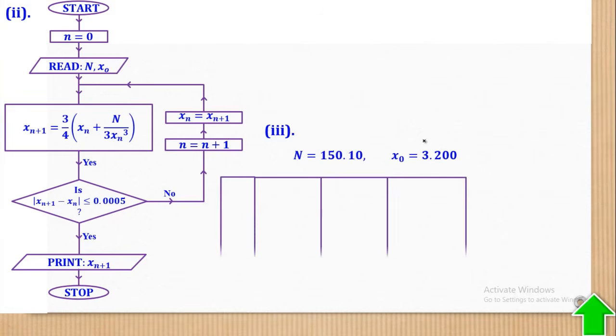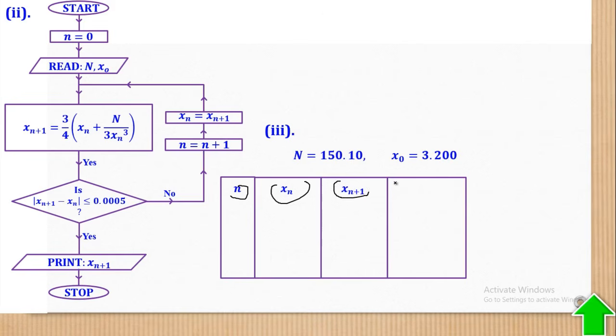Then after that, we can now tabulate. We have 4 variables. There is n, there is xn, there is xn plus 1, and there is also this error. So you put a column for n, a column for xn, a column for xn plus 1, and a column for the error.